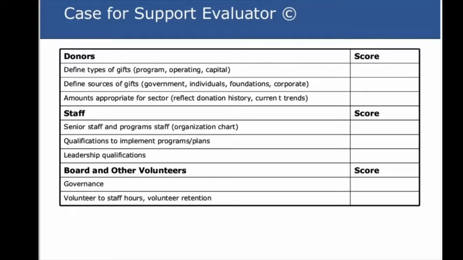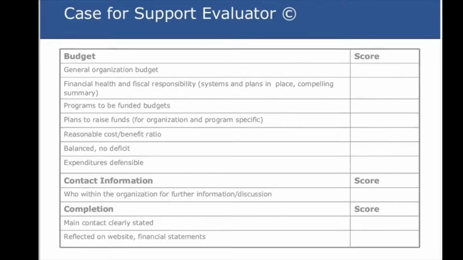And then, of course, the donations: what kinds of gifts you're receiving, and the sources of the various gifts you're receiving on the contributed side. Who your staff is, particularly your senior staff, the whole organization chart, bios of each of your senior staff, your board members, and what your governance structure is. Do you have volunteers? What kinds of hours do the volunteers contribute to the organization overall?